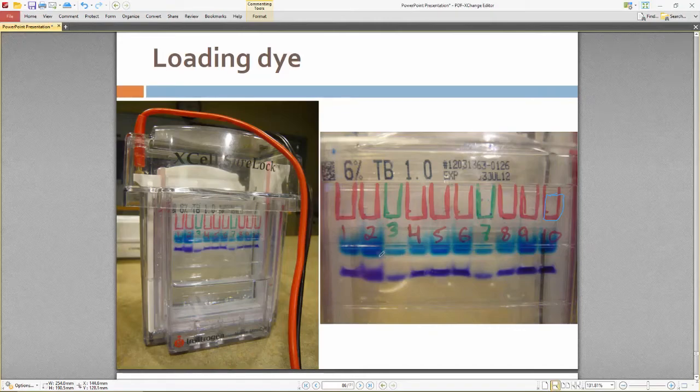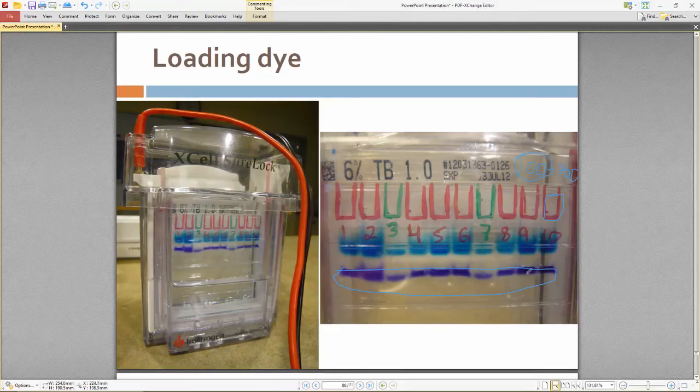So 100 will be the smallest, they'll move the fastest, and 700 will be the slowest, and they'll basically move slower than everybody. So in order to know when to stop our gel electrophoresis, we will have to have a loading dye that will move faster than our shortest DNA fragments. So if this was holding 100 to 700, we will have to make sure that we have a loading dye that will move faster than 100.